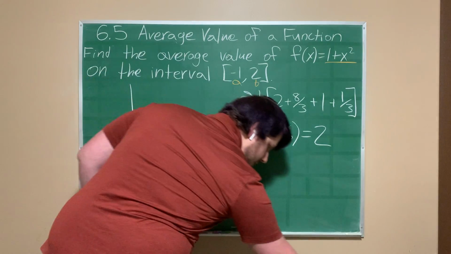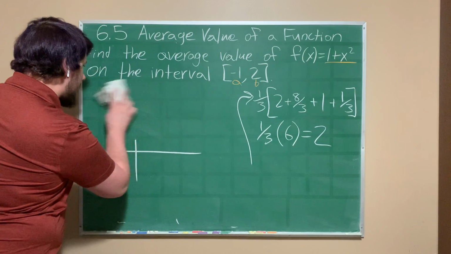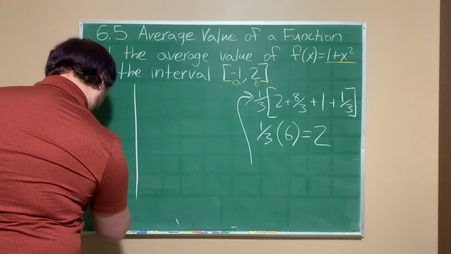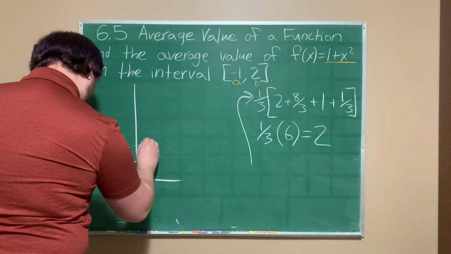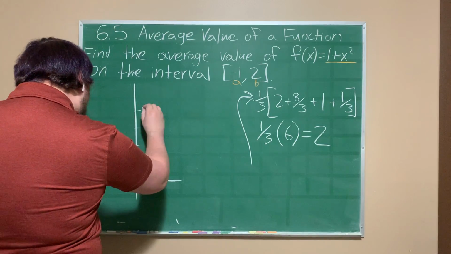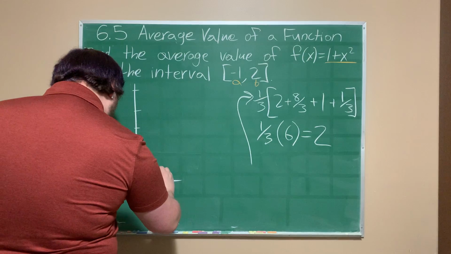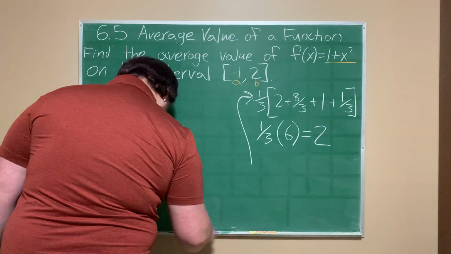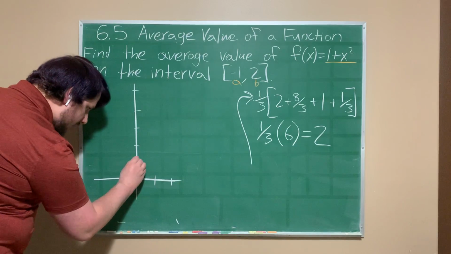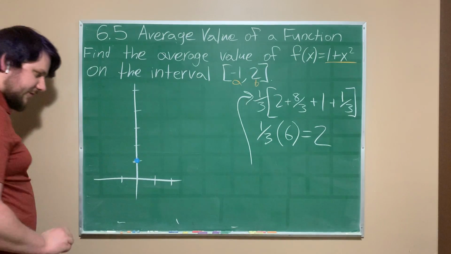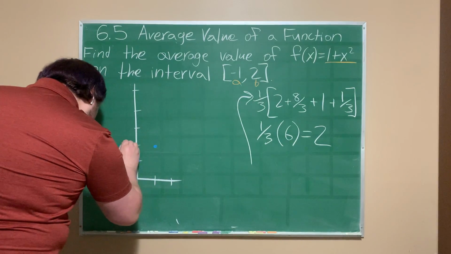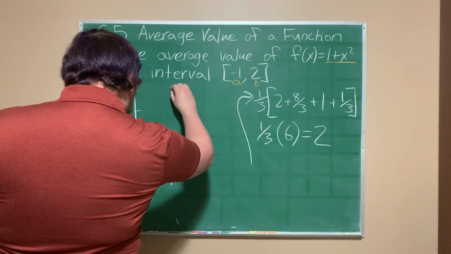Let's see. I'm going to need slightly more space than that. All right. So we have a parabola starting at the point 0, 1 here. There's the vertex and opening upward. So we get something like this.